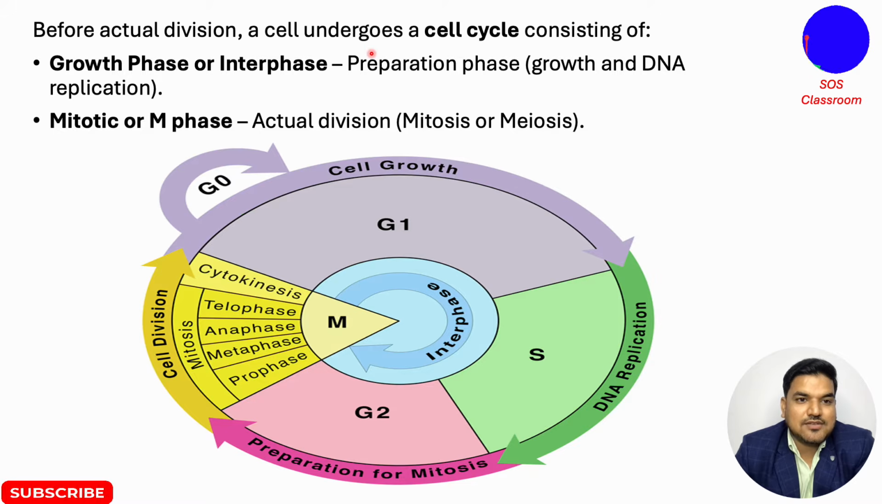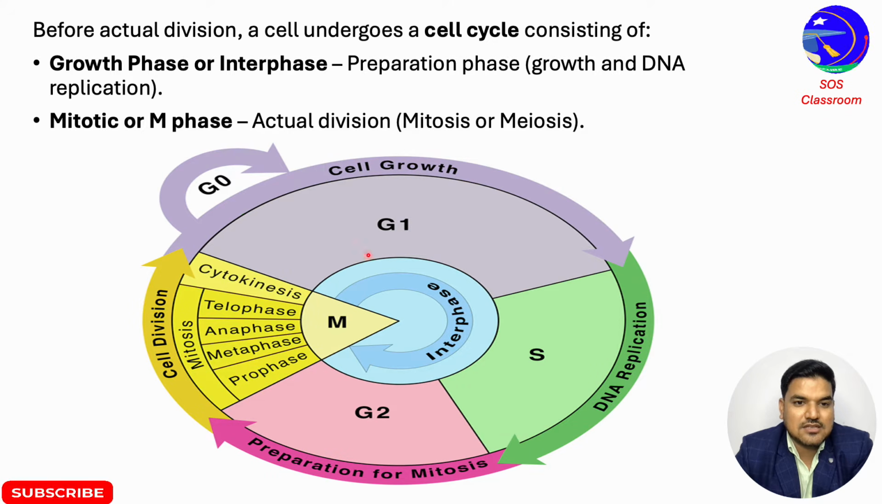Before actual cell division, a cell undergoes the cell cycle, consisting of the growth phase, also called interphase, and the mitotic phase. These are other names you can understand. Growth phase means interphase, and interphase means preparation phase. Preparation means growth of the cell and DNA replication occurring in the interphase. In the mitotic phase is the actual cell division. Actual cell division means mitosis and meiosis.